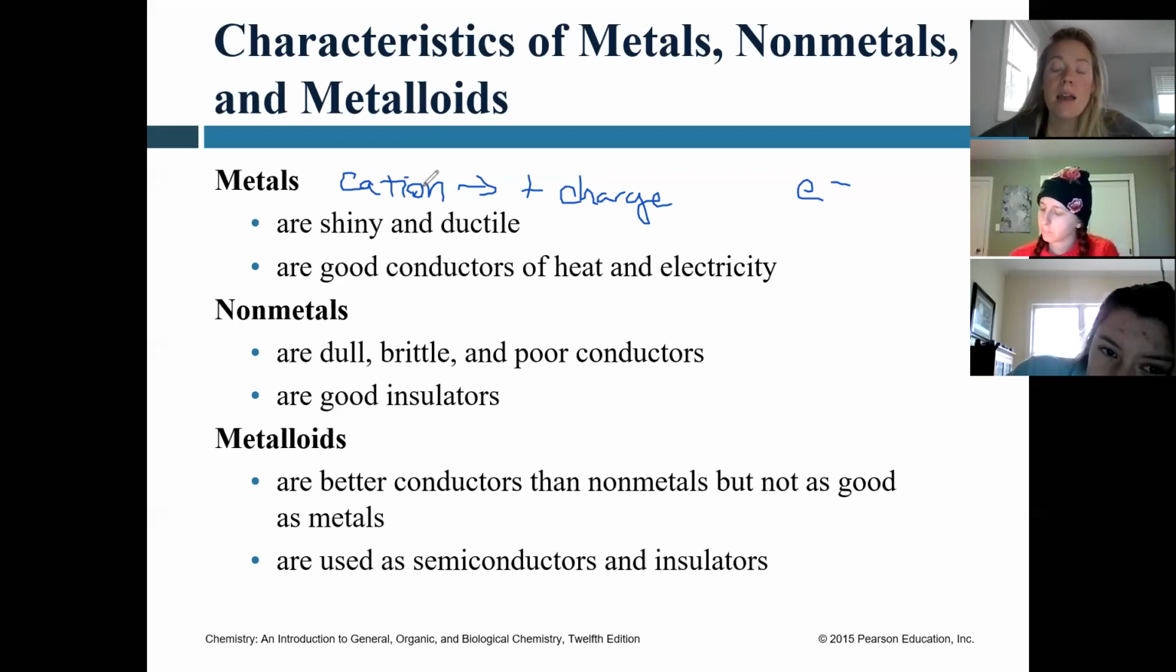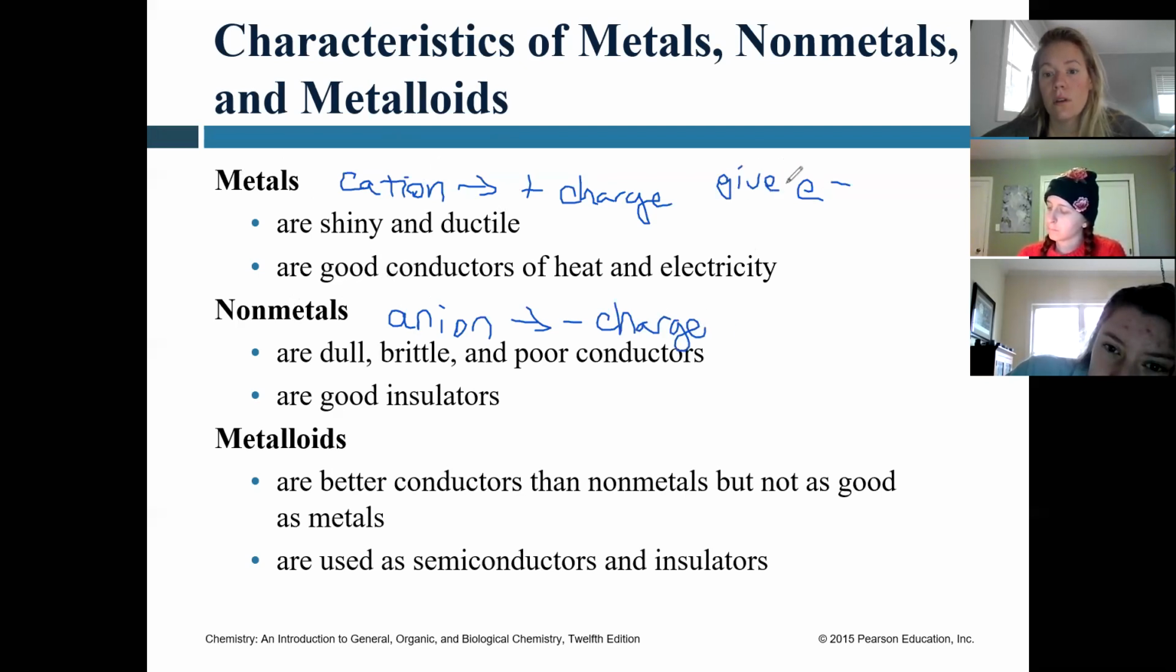And we talked about this. If metals are giving up electrons to form a cation, something has to be eating up those electrons, and that tends to be nonmetals. So nonmetals like to form what's known as an anion. An anion is just a negatively charged particle. Okay, so these guys give electrons, these guys take electrons.